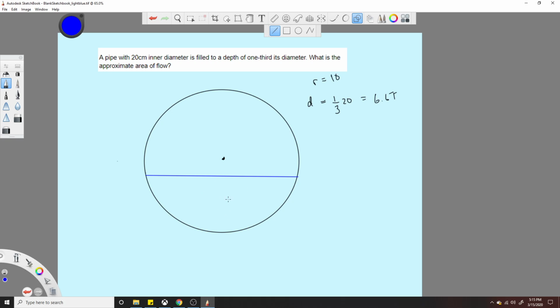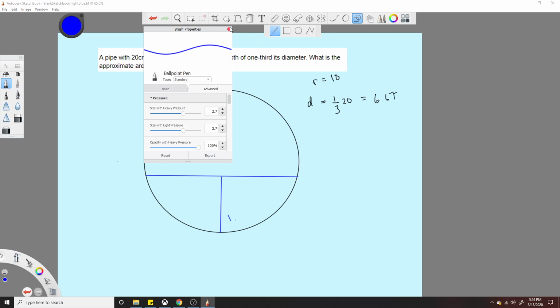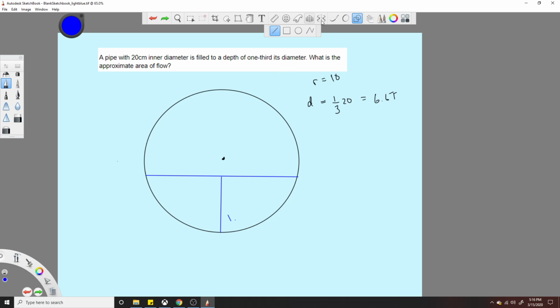Well, the problem with that is we don't really have any information about it. All we know is that this point here is 6.67. Sorry, the lines are still showing. How do I get rid of this? There we go.